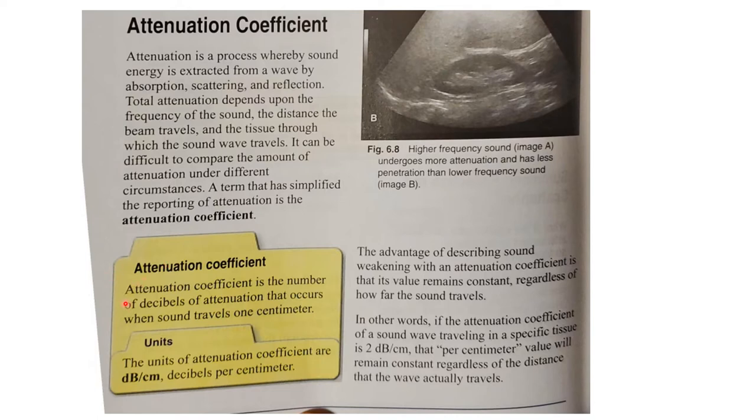The attenuation coefficient is the number of decibels, dBs, of attenuation that occur when sound travels 1 centimeter. The units of attenuation coefficient are dB per centimeter, decibels per centimeter, and it depends on the medium that you're in. The advantage of describing sound weakening with an attenuation coefficient is its value remains constant regardless of how far the sound travels, as long as the medium is the same. What you can see up here is that higher frequency sound undergoes more attenuation and has less penetration than lower frequency sound.